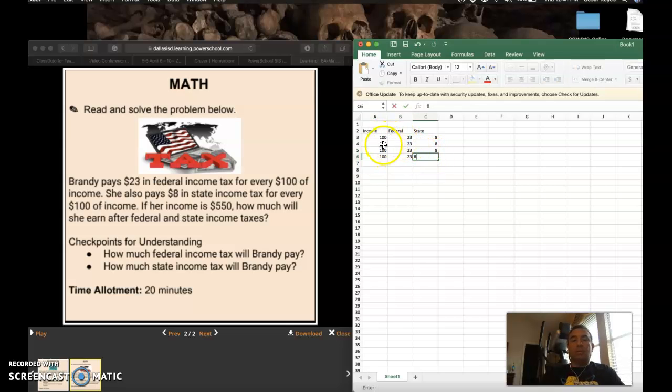So that's going to be 1, 2, 3, 4. That's 400. What about another 100? She pays 23 here and 8 here. Right, for every 100 she pays 23. But what if she's making 550? How much tax will she pay?